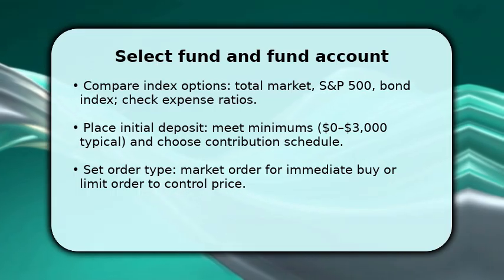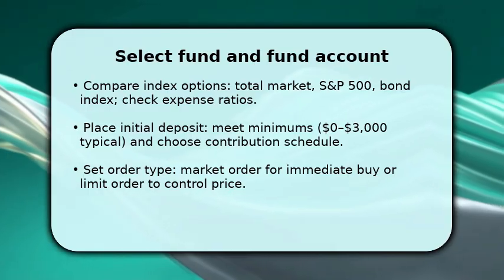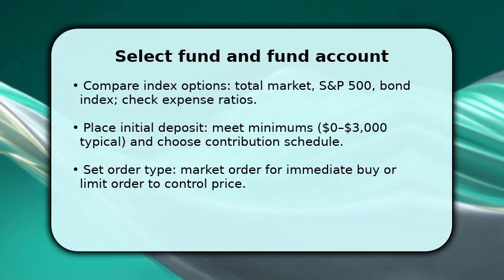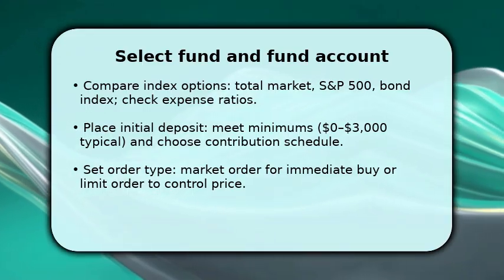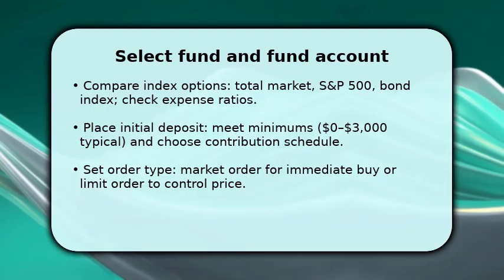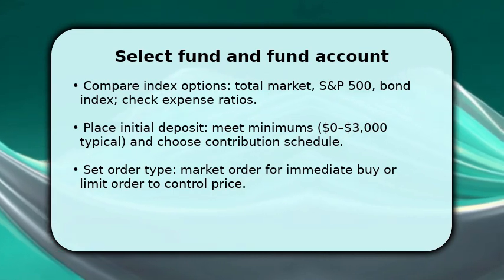Then set your initial deposit amount and decide on a one-time purchase or recurring contribution schedule. Automating helps dollar cost average. When placing the trade, choose a market order for immediate execution or a limit order to specify price. Confirm the ticker, share count, and estimated fees.